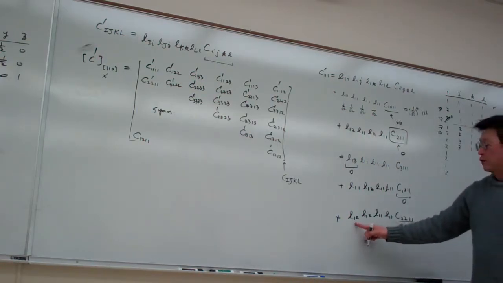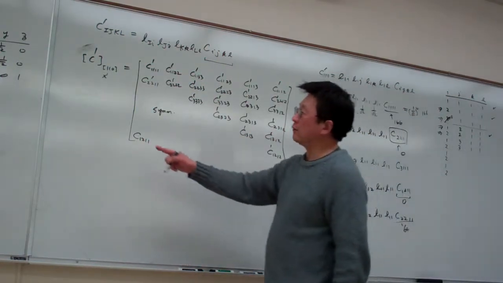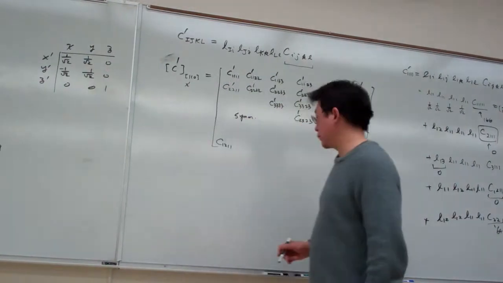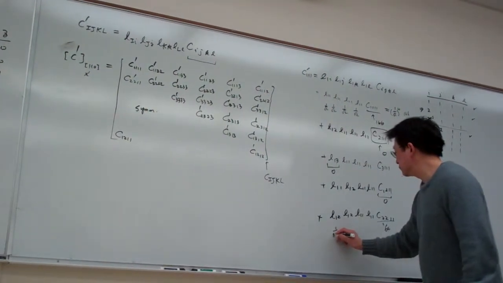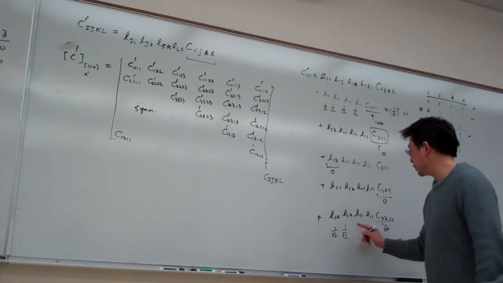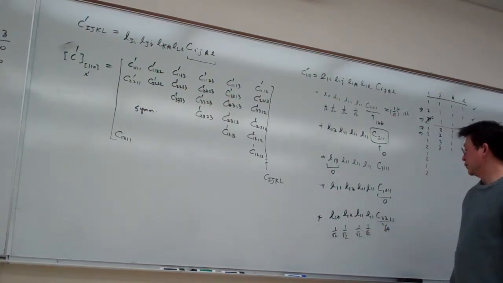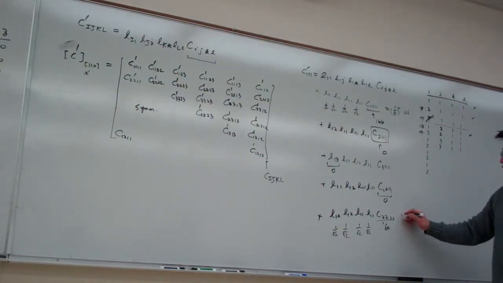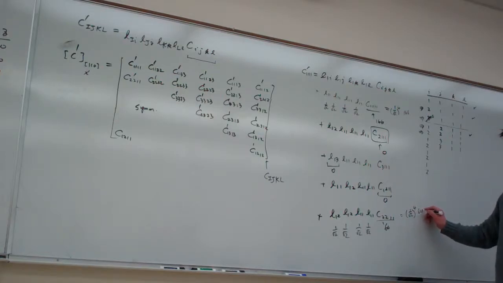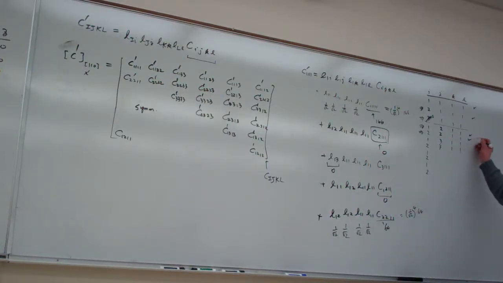And then L12 is this element, 1 over square root 2, and L11 is 1 over square root 2, 1 over square root 2. So basically this term equals 1 over square root 2 to the 4th multiplied by 64. Okay, so we've done this one.